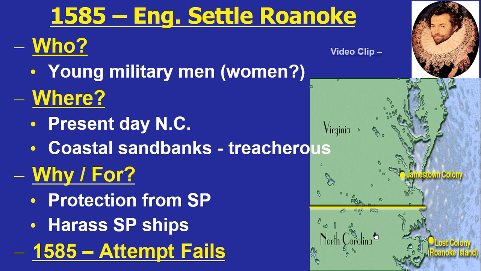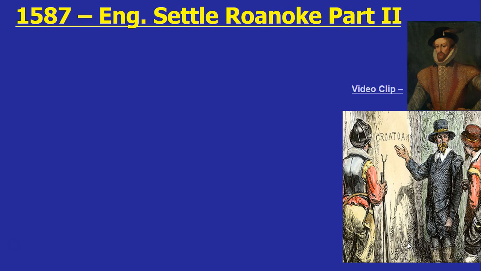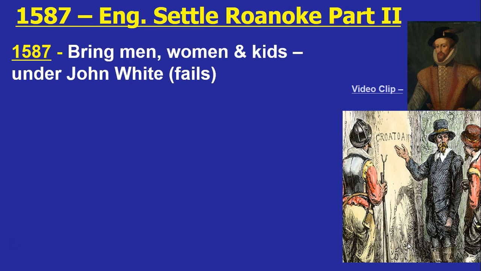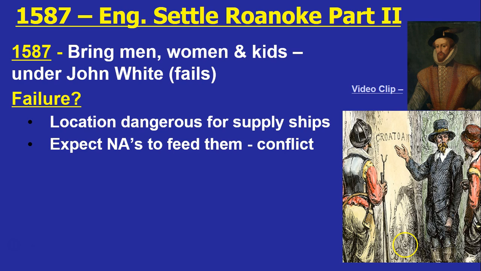They're really intent on launching their privateer ships out into the ocean and harassing the Spanish ships that are down here south toward Florida and Georgia, floating across the Atlantic back to Spain and taking what they have. But the attempt fails in 1585. In 1587, they try it again. And at that point in time, they bring some men, mostly men, some women, and some children under John White. It fails again. And it fails because of all these factors.